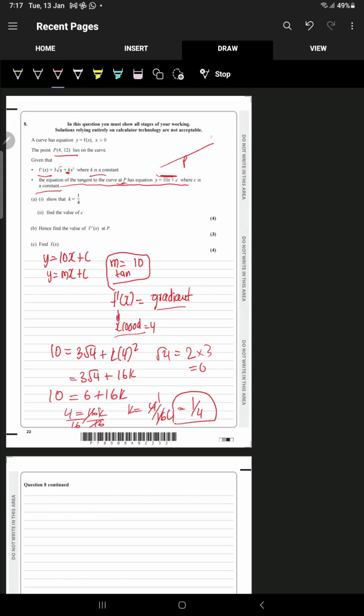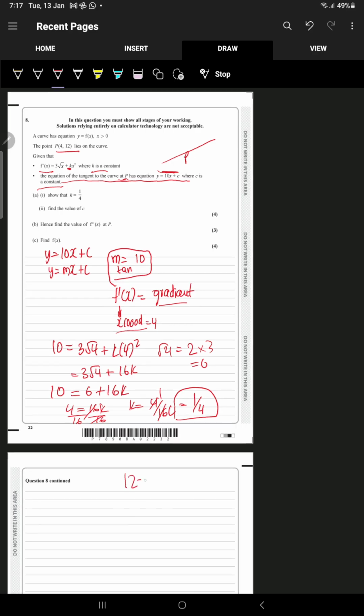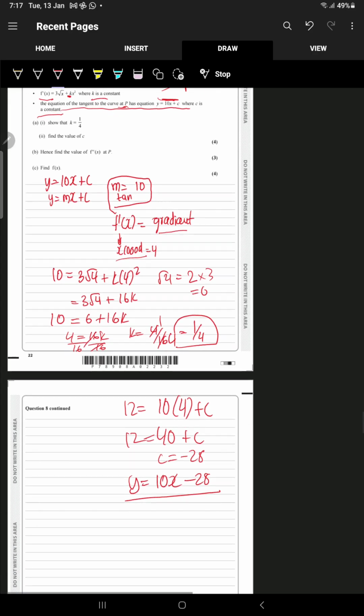All right, so now y is 12, and we have 10 times 4 plus c. 10 times 4 is 40, 12 minus 40, so c is equal to minus 28, and this is going to be 10x minus 28. Now hence find the value of f double dash of x.